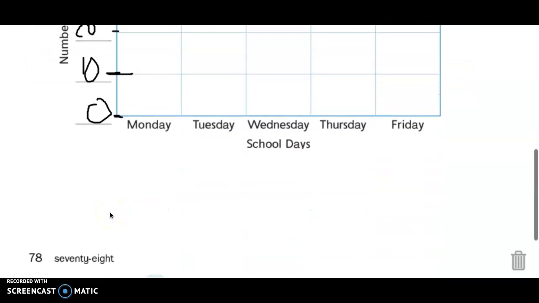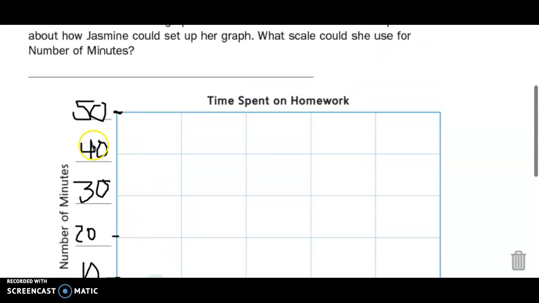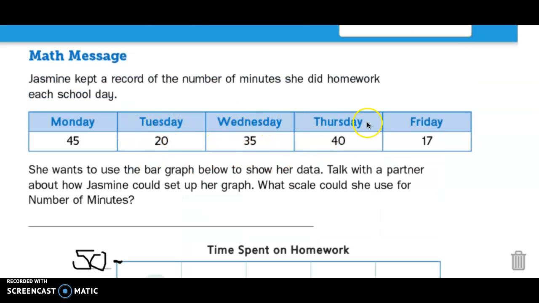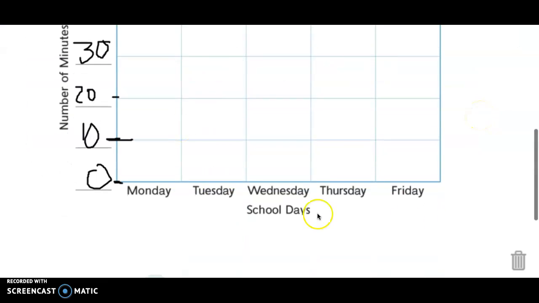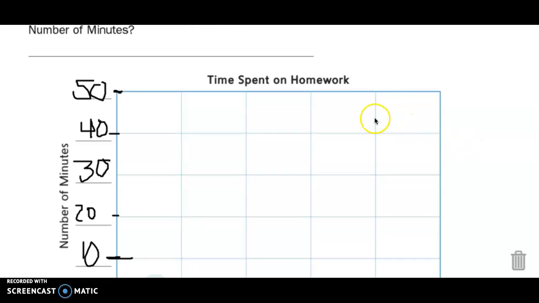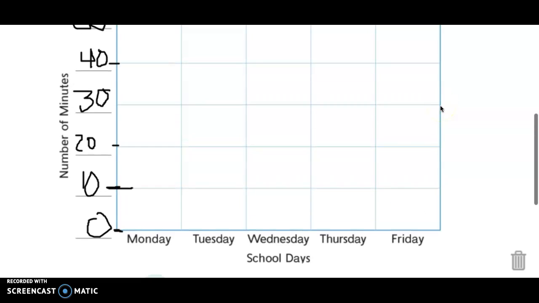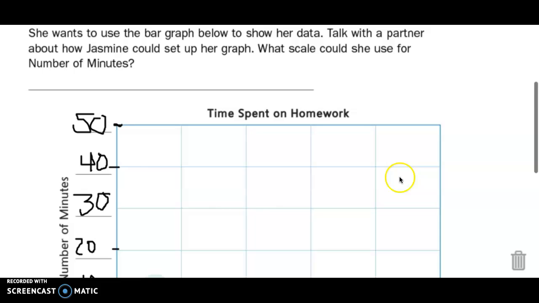Well, there's no halfway marks, but Monday's 45. Look at 45. Well, here's 40 and here's 50. Where would I put 45? I know 5 is halfway in between 10, so where would you mark that? Put 20, 35, 40, and 17 all on this graph. 17 is going to be the trickiest one, but think if halfway is 5 and it's not quite to 20, it would just be a little bit higher than our halfway. So go ahead and graph that.